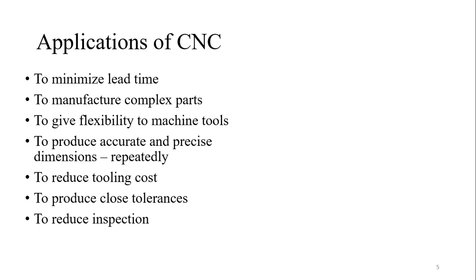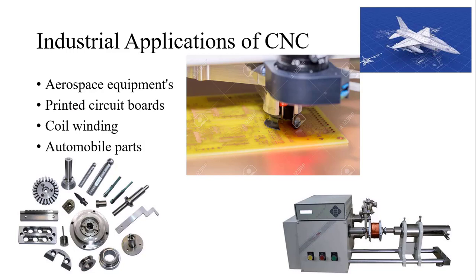Then the last one is to produce close tolerances. Your CNC can produce accuracy up to 1 micron, meaning 10 to the power minus 6 meters, it can produce. So the tolerances are very close. Then to reduce the inspection. So very simple, these are the applications of CNC machines. These are the industrial applications.